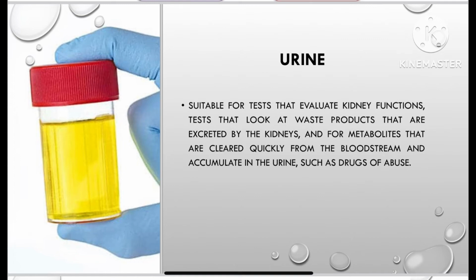This test also looks at waste products that are excreted by the kidneys and for metabolites that are cleared quickly from the bloodstream and can accumulate in the urine. An example of analytes that can be tested with the use of urine as a biologic sample could be drugs of abuse.